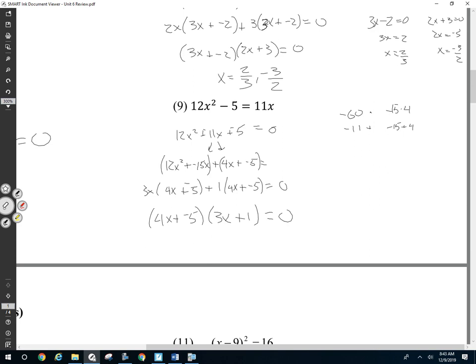That's equal to 0, so we can go ahead and find when 4x minus 5 equals 0 and when 3x plus 1 equals 0. Add 5, divide by 4, x equals 5/4. Subtract 1, divide by 3. X equals negative 1/3.